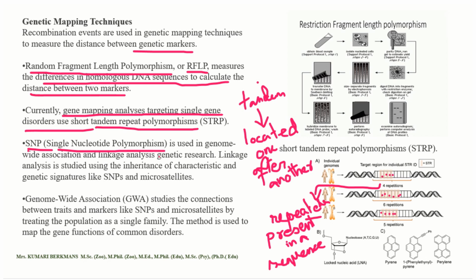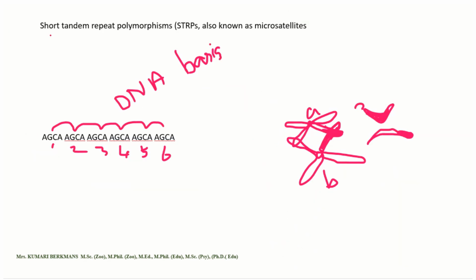Next one is single nucleotide polymorphism, which is used in genome wide association and lineage analysis in genetic research. Lineage analysis is studied using the inheritance of characteristics as well as genetic signatures like SNPs and microsatellites. So what is a microsatellite? Short tandem repeat polymorphism is also known as microsatellite.